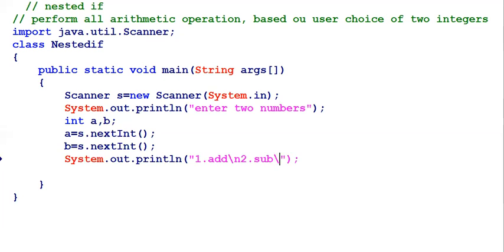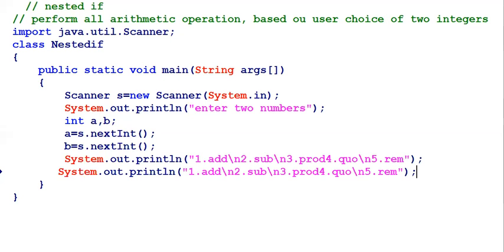For subtraction 2, slash n, 3 for product, 4 for quotient, and slash n, 5 for mod, that is called remainder. So which one do you want? It is asking, and in the next line I am using: enter your choice. So it is asking one more prompt message, enter your choice.